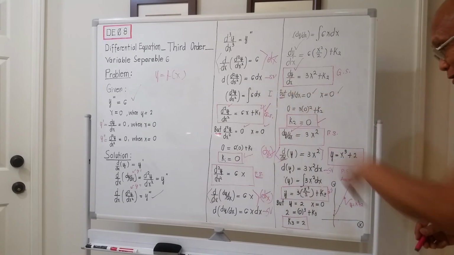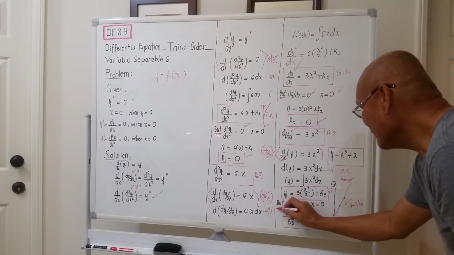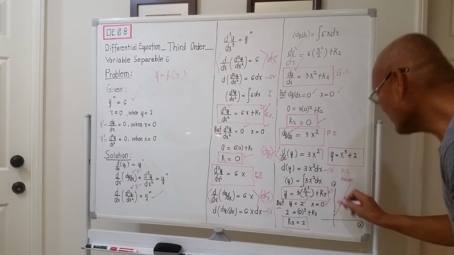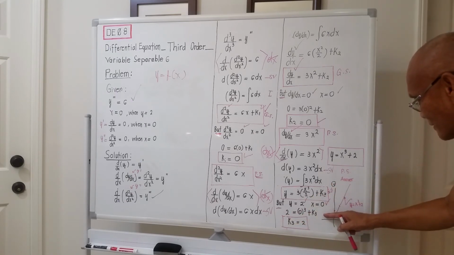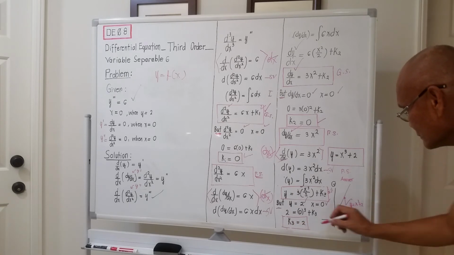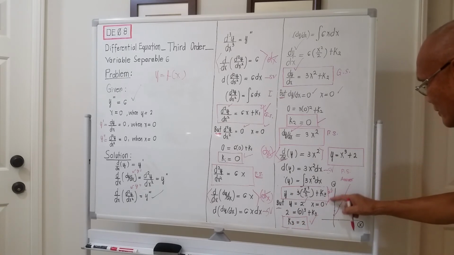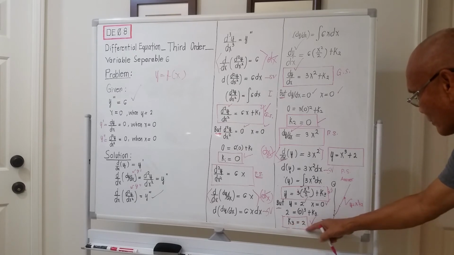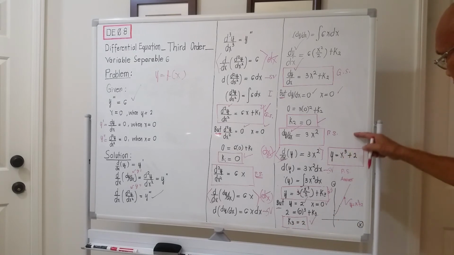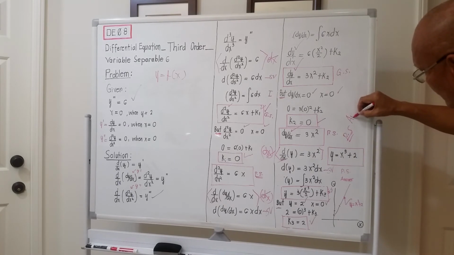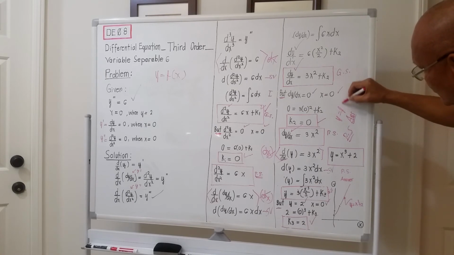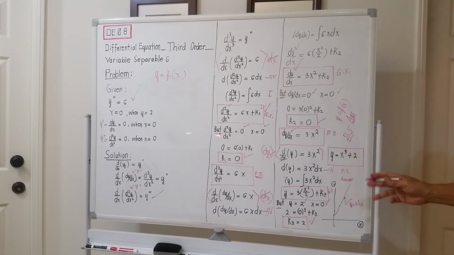But we are given the third condition over there: y is equal to 2 when x equals 0. Solving for k3, 2 will be equal to 0 cubed plus k3, or k3 will be equal to 2. So going back to the general solution, we will substitute the value of k3 equal to 2. Therefore, y is equal to x cubed plus 2. This is now the particular solution, and this is actually our answer. Okay? We are now given y as a function of x. Meaning our final answer will be y equals x cubed plus 2.